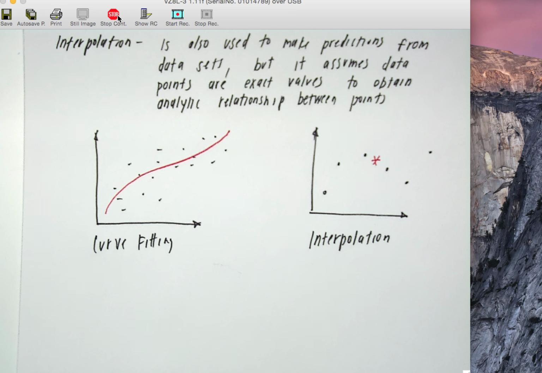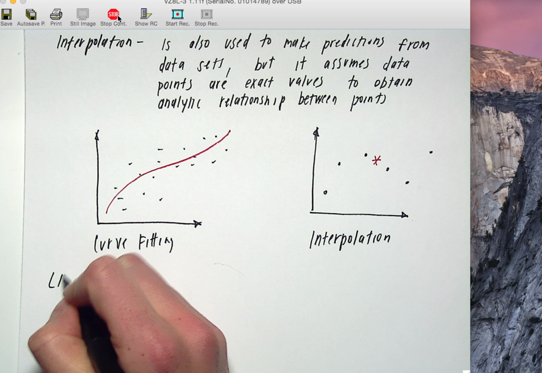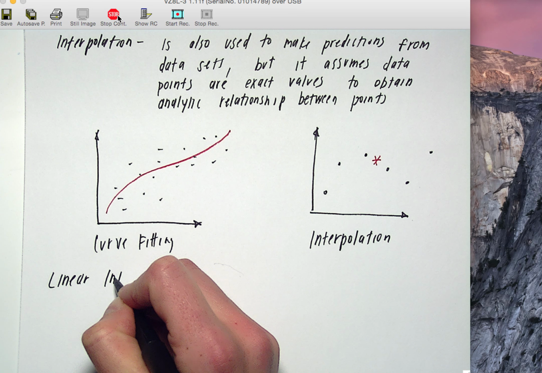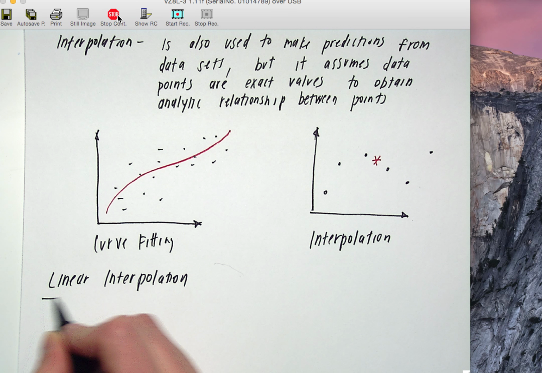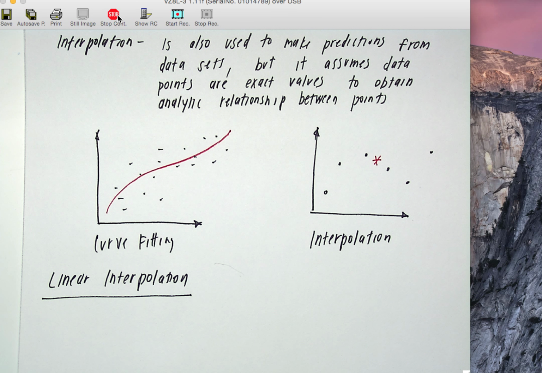So I think a lot of you have seen linear interpolation before. So I guarantee, I used to say the stupidest things.